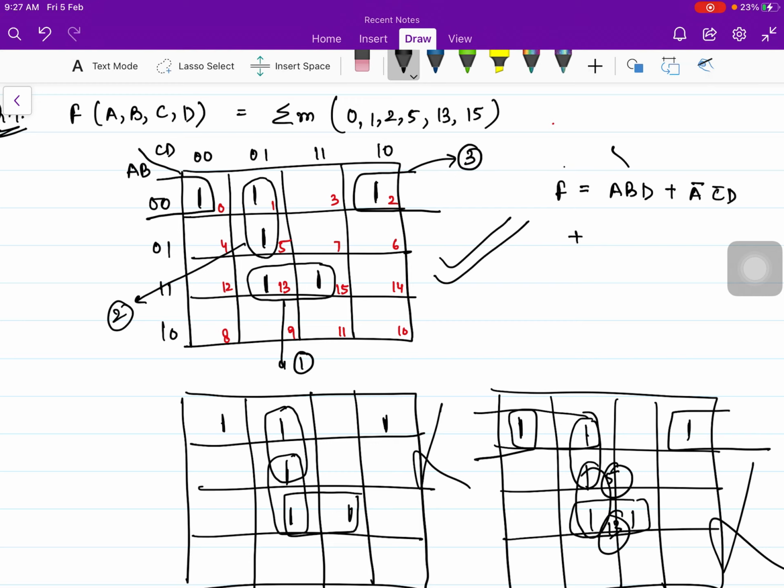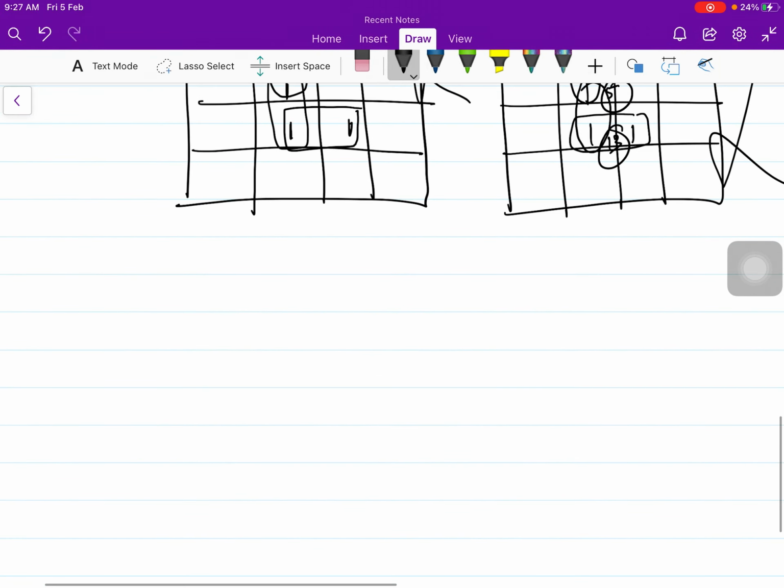Okay, plus now third group, so it is A bar, B bar, D bar. I hope now you all can write the answers. So this is how we solve the 4 variable K-map. Let's do another question.